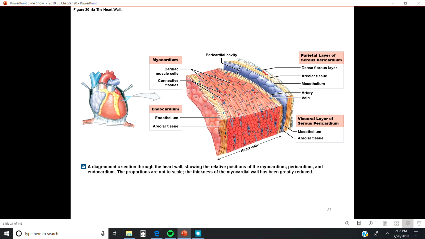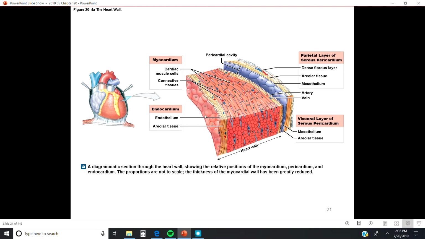And then underneath these simple squamous cells is a little bit of connective tissue here. As a general rule, guys, whenever you see epithelium, underneath it is going to be a little bit of areolar connective tissue. Look at this, the thickest layer here is going to be the myocardium. So all of these cells here connected together are cardiac cells. And so that's going to be the myocardium.